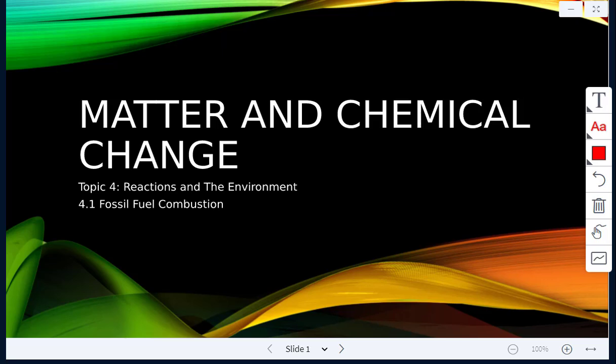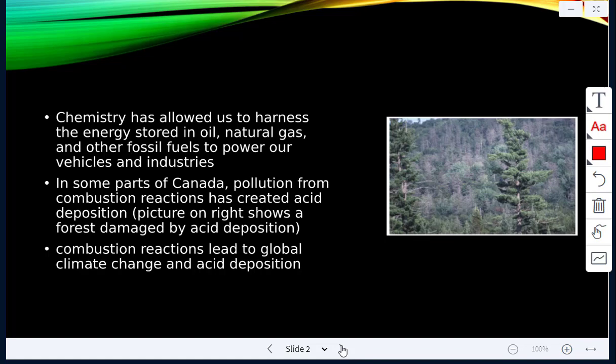All right, so today we are looking at chapter 4, and we'll look at 4.1 today. Chapter 4 is reactions and the environment, and 4.1 we're looking at today is fossil fuel combustion.